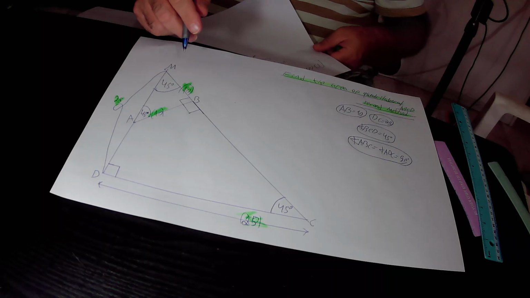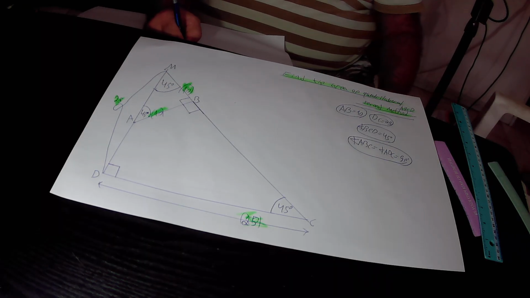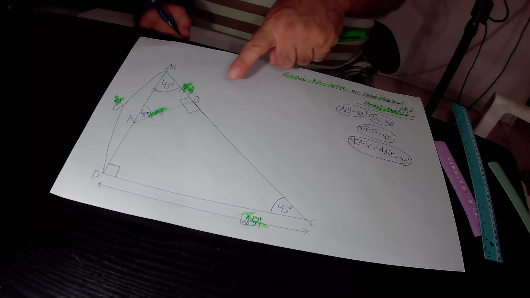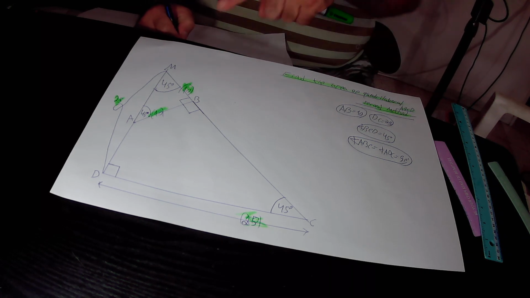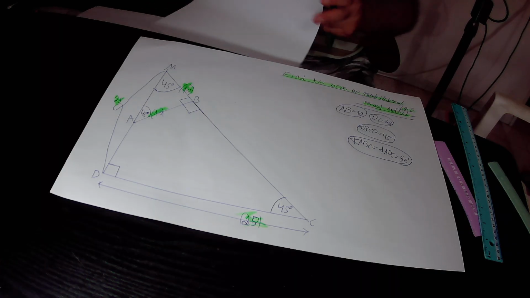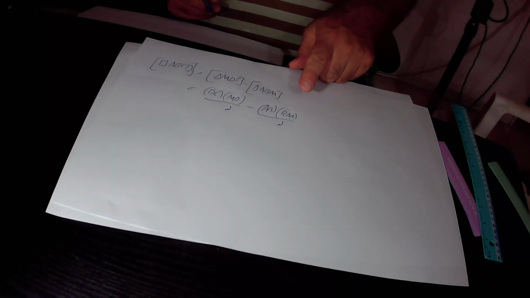The area of the small right triangle ABM is equal to the base AB times the height BM over 2. And again, the area of this small right triangle ABM is equal in total to the base AB times the height BM over 2.